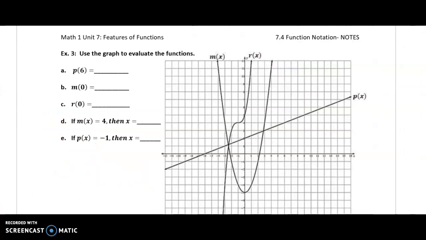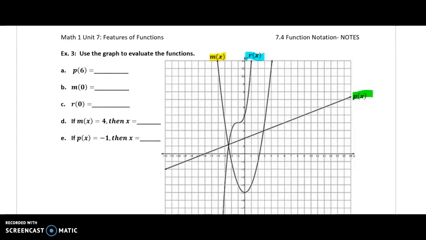All right, so let's move on to the next page of notes. Here we see, for example 3, that we have 3 different function graphs: m of x, r of x, and p of x. We have three different graphs of functions on this same graph grid. Now we're going to be using the information from the graph to find the answers to the questions off to the left.